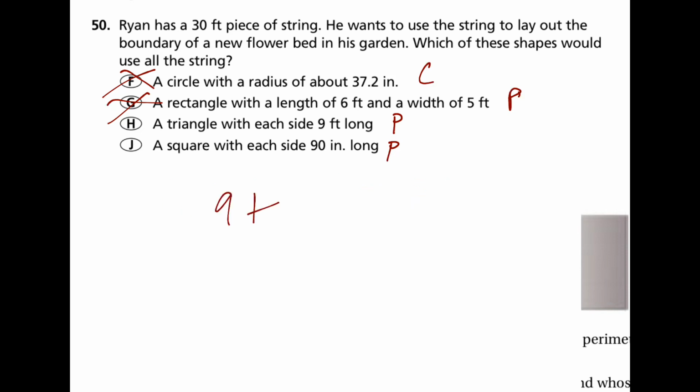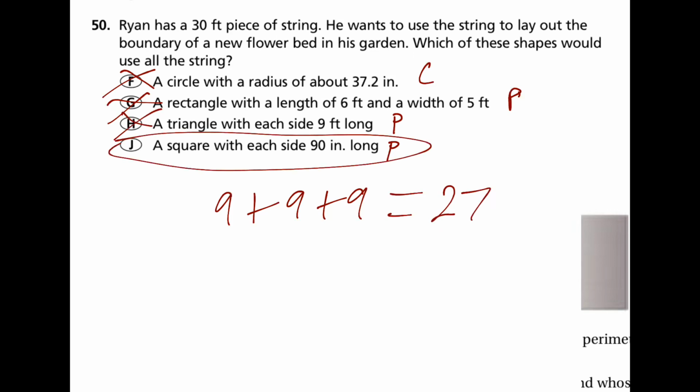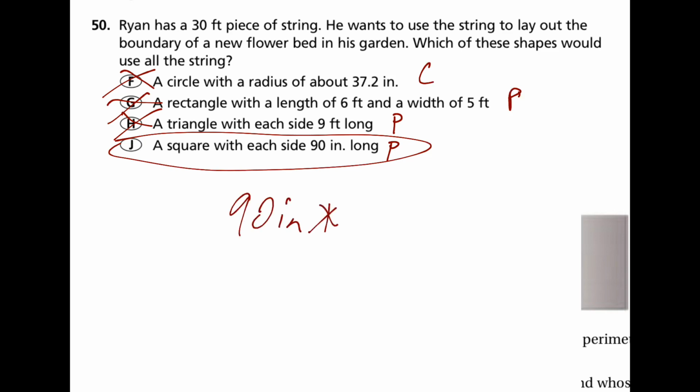For H, we're looking at 9 plus 9 plus 9, which is 27, which is not the right answer. By process of elimination, that gives us J, but just to double check the math, we would take 90 inches times 4, which gives us 360 inches, and we divide that by 12, we get 30 feet.